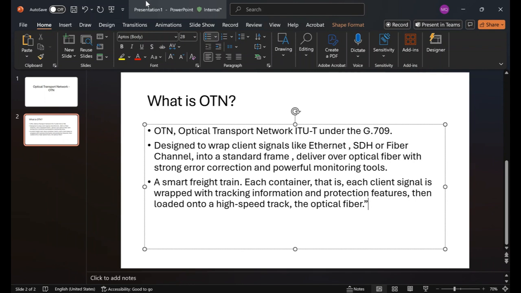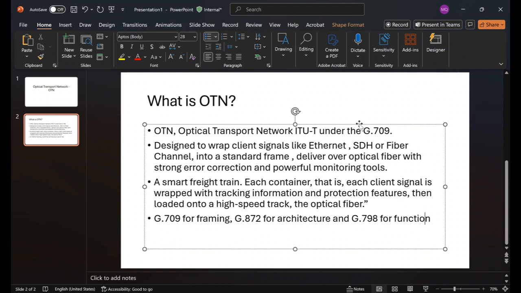So OTN is governed by several key ITU standards: G.709 for framing, G.872 for architecture, and G.798 for functioning. Over time, OTN has evolved from supporting 10G to carrying 100G, 200G, and even 400G coherent signals.